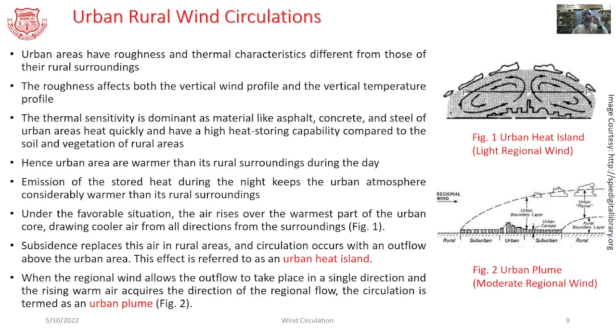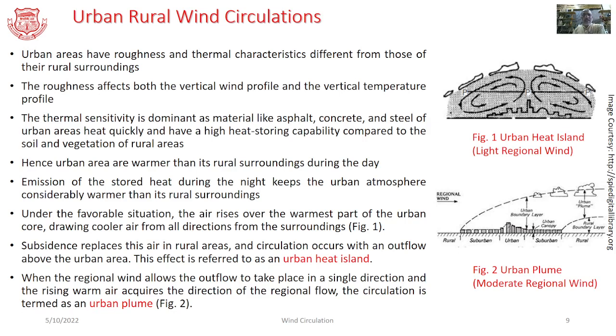The urban regions are characterized by the presence of buildings, which could be high-rise, whereas the rural surroundings are characterized by some low dwellings and the presence of more greenery. In the urban region, this undulation and roughness affects the vertical wind profile as well as even the vertical temperature profile.